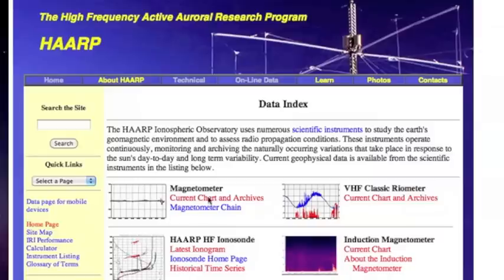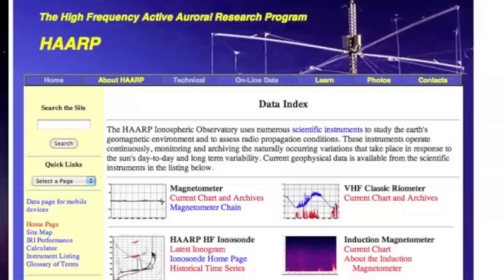Now, some of you know the fluxgate magnetometer and the VHF riometer, which respectively measure the horizontal disturbance in our magnetosphere and ionospheric absorption. And most of you, if you're familiar with HAARP at all, know the induction magnetometer, where you can tell if they're using HAARP via the horizontal line that'll appear right around 2.5 megahertz.